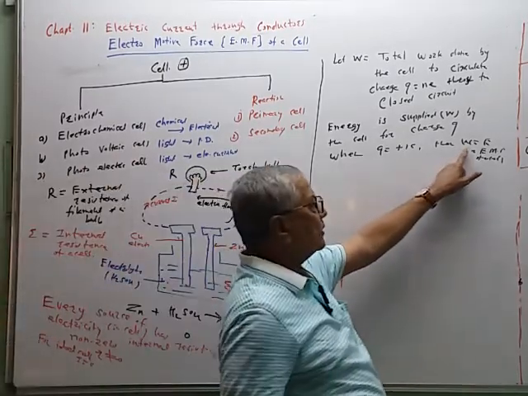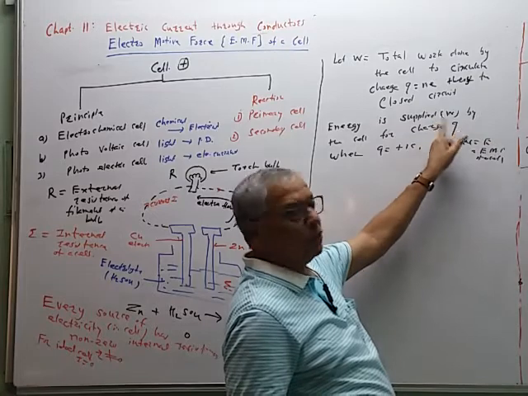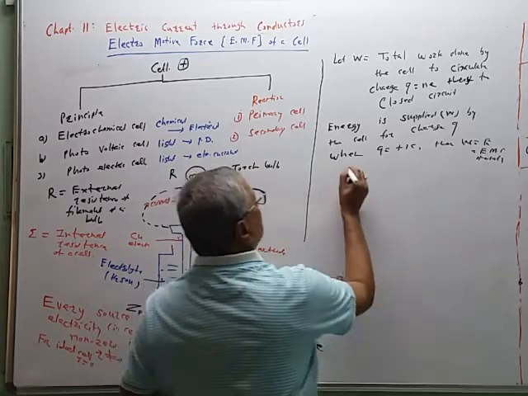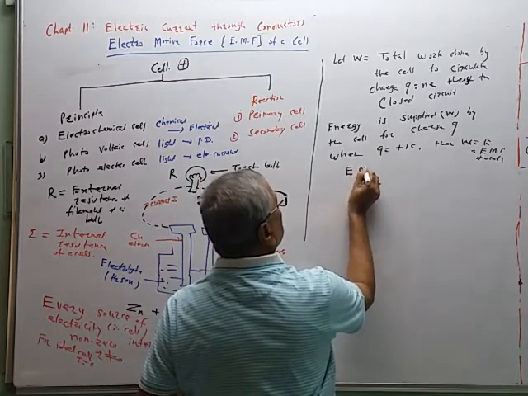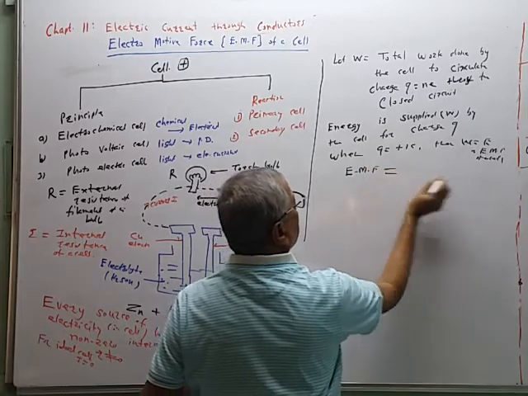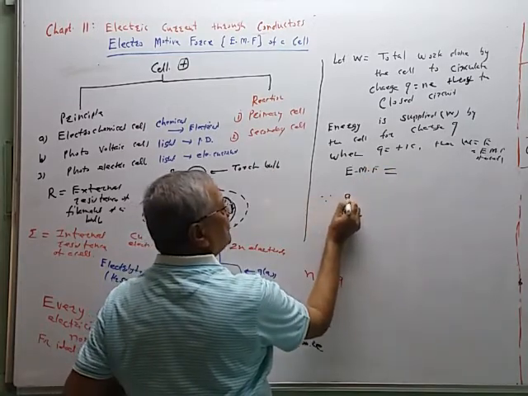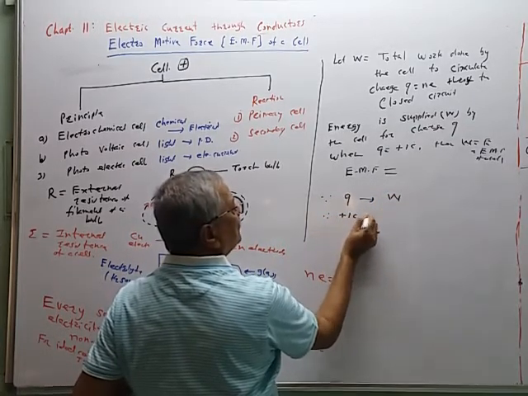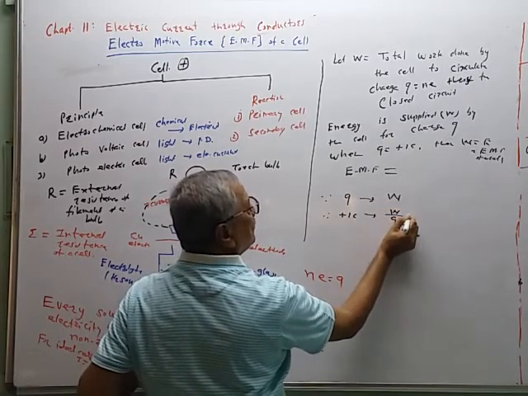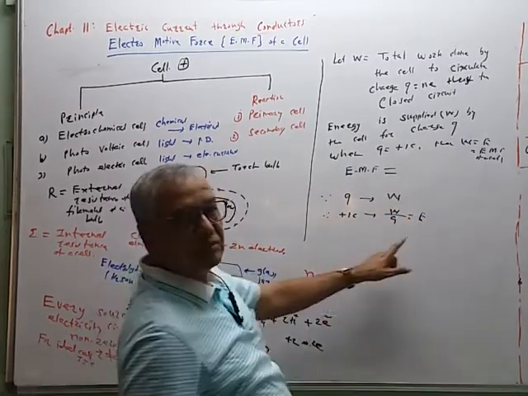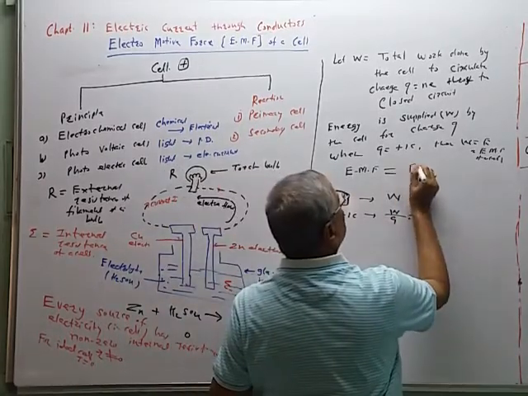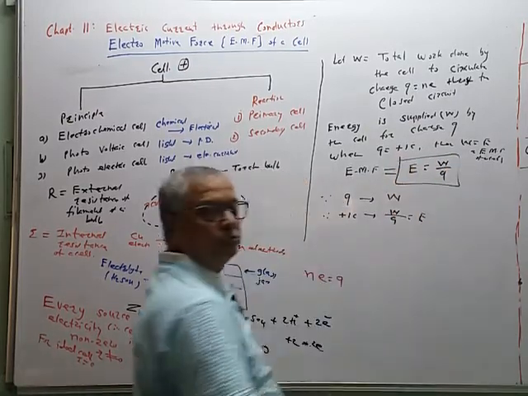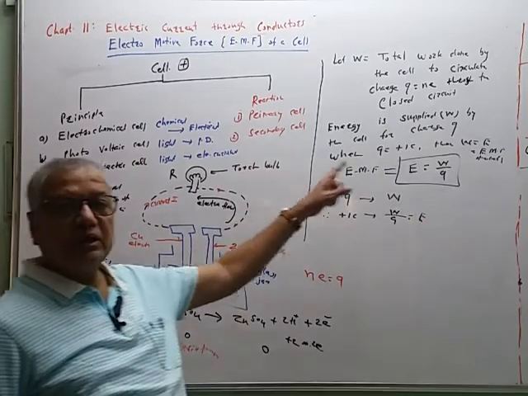EMF is the amount of work done, or the amount of energy supplied, to circulate a charge of plus 1 coulomb, unit of positive charge. You can give the equation like this. For the circulation of Q charge, W is the work done, therefore for the circulation of plus 1 coulomb charge, the work done is W upon Q, and this is called the EMF. So EMF of a cell E is equal to W upon Q. So this is the meaning of electromotive force.